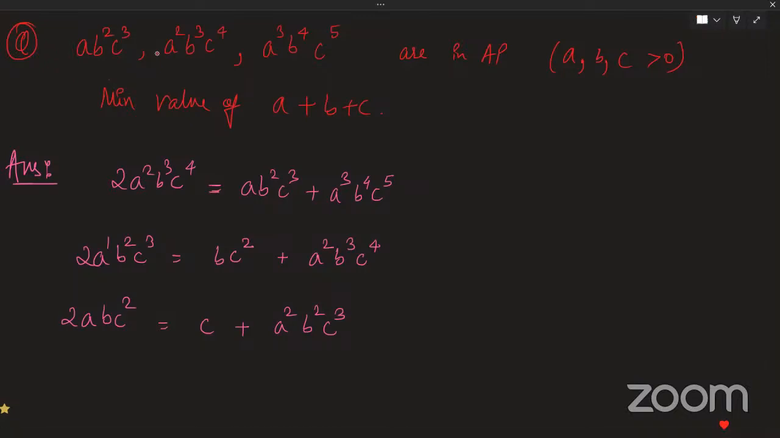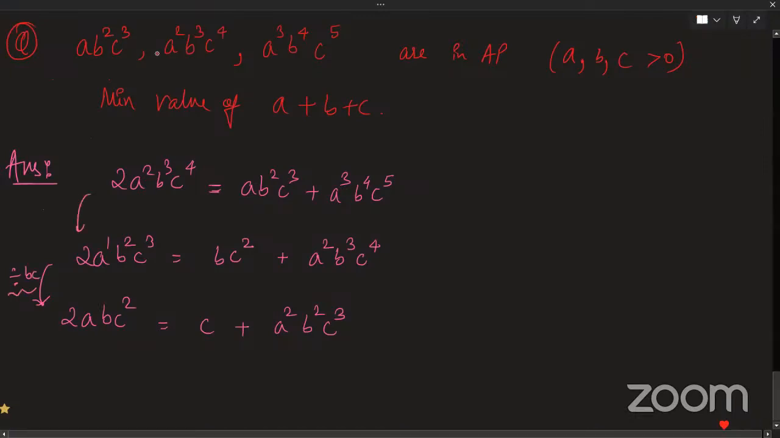Sir, a square b square c cube will not come, sir; it is a into b cube into c cube in the RHS. A into b square. No, I am dividing only by BC, not by ABC. Sir, that is correct. Yes sir, correct. I am only dividing by BC, not by ABC. Now tell me, what will you do next?